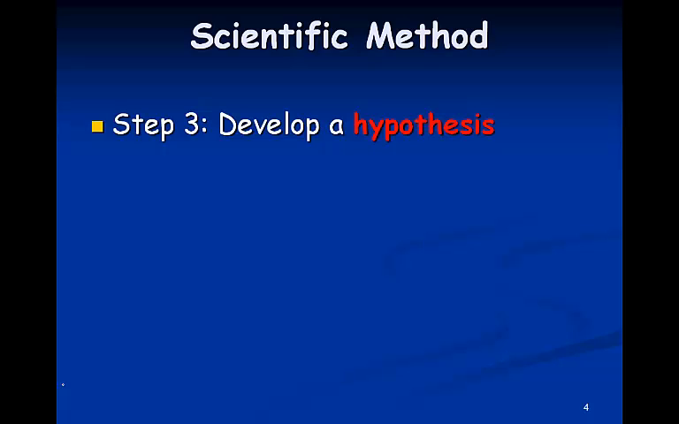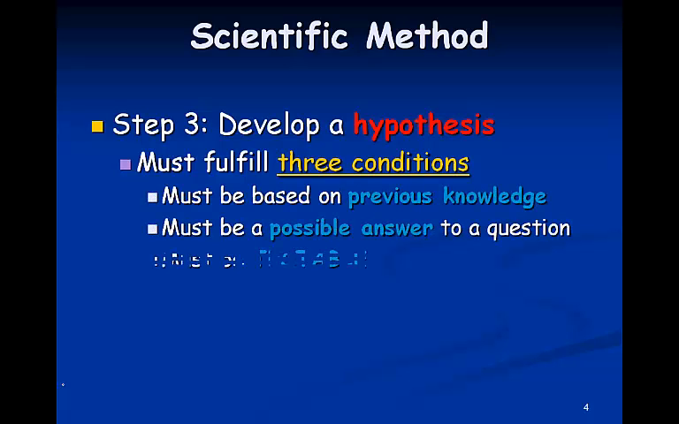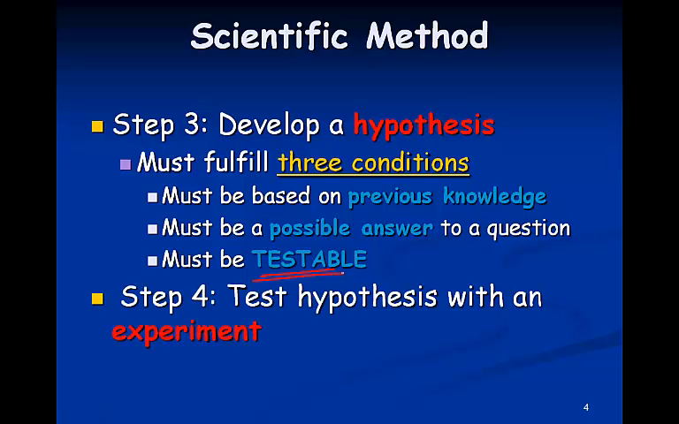A hypothesis should fulfill 3 conditions. Number 1, it must be based on previous knowledge. It must be a possible answer to our question, and it must be testable. A hypothesis that is not testable is useless. After we develop a hypothesis, we're going to test that hypothesis with an experiment.